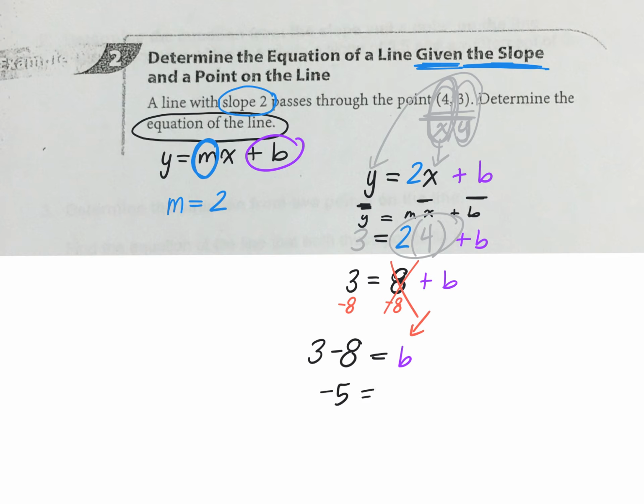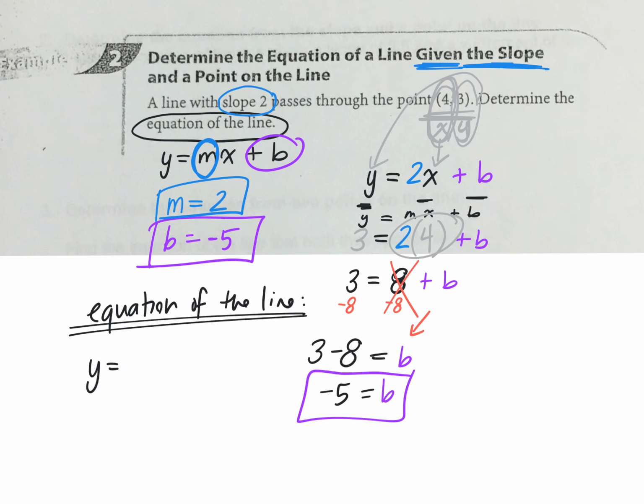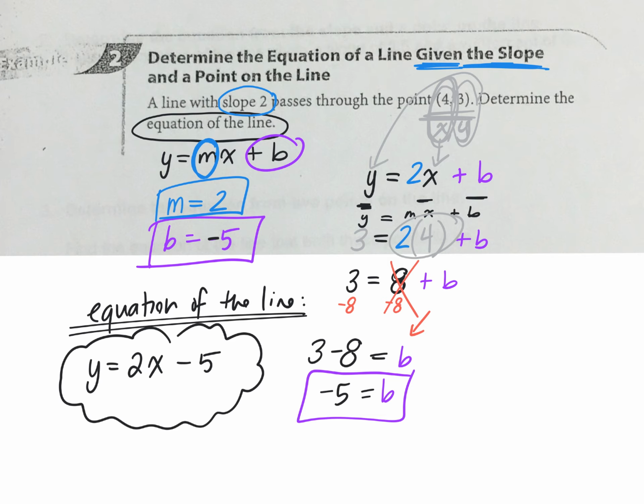-5 equals b. So b equals -5, right? And m equals 2. Now I know m and I know b. How do we write the equation of the line? y equals 2x minus 5, because b is negative. Excellent. And that's your final answer. We found the equation of the line given the slope and given a point. Anytime you're given the point, plug in the coordinates and solve for b.